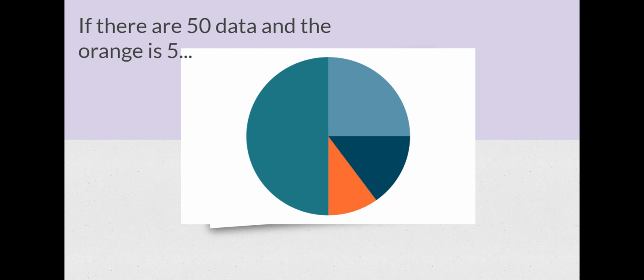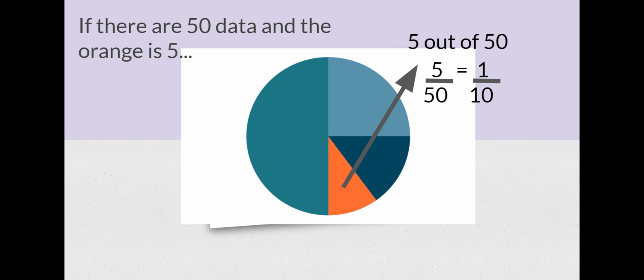Next, if there are 50 data and the orange part is only 5 data, how do we change that into a fraction and percentage? Well, to change it into a fraction, it will be easy. That will be just 5 out of 50, written as 5 over 50, simplified into 1 over 10. To change it to a percentage, 5 over 50 is multiplied by 100%, which equals 10%.